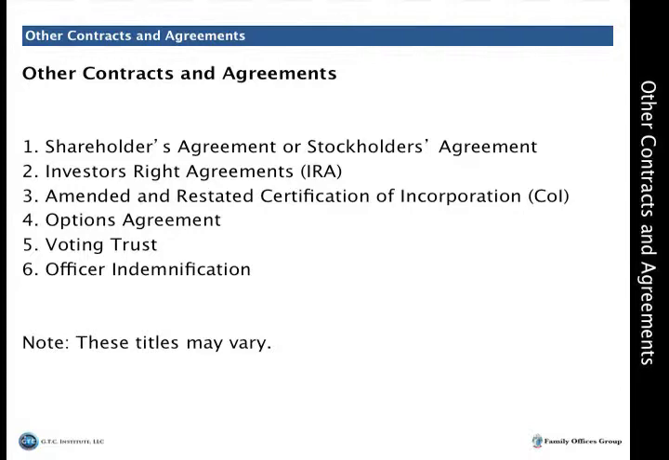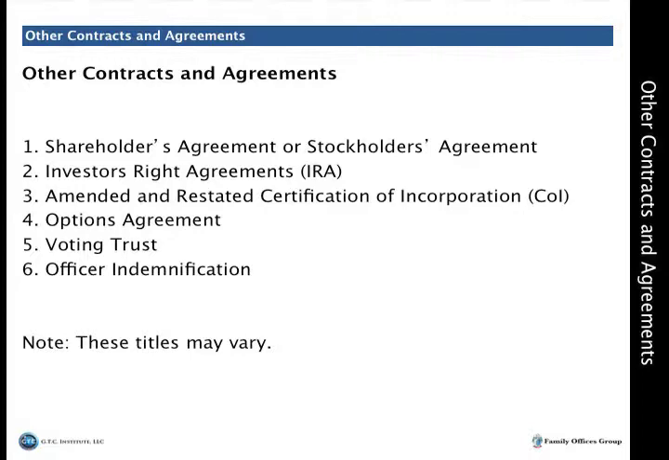Amended and restated certificate of incorporation, COI. Sometimes a company's original COI is insufficient or inadequate for the sale of new shares. To allow for new shareholders, board members, or terms negotiated in this round, the company will need to submit an updated certificate of incorporation to the Secretary of State office in the state or states it is registered in.